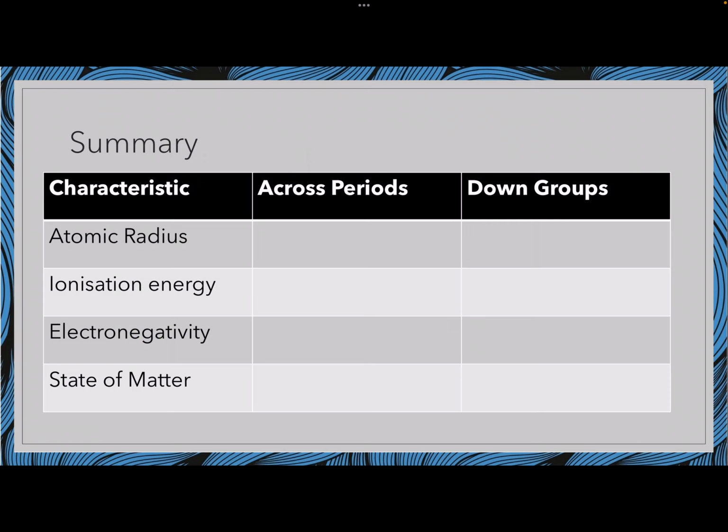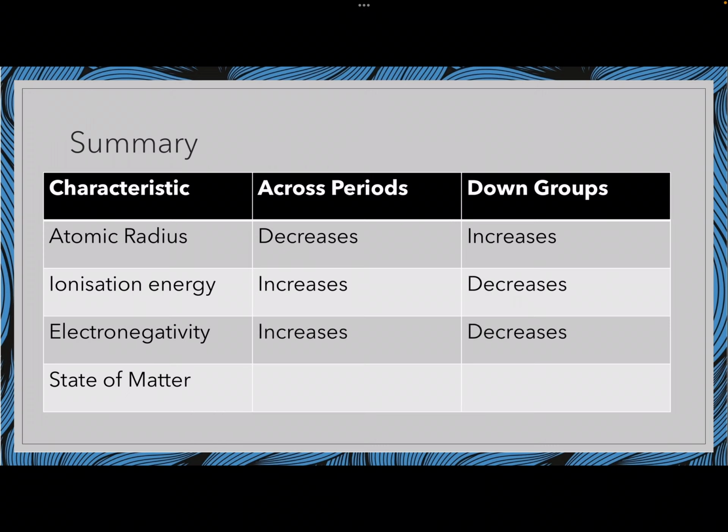So let's have a look at the summary for today. Atomic radius, as we go across a period, it decreases. As we go down a group, it increases. Ionization energy increases across a period and decreases down a group. Electronegativity increases across periods and decreases down the groups. And state of matter, across the period it becomes less metallic, so more likely to be gas. As we go down, it becomes more metallic, so more likely to be solid.